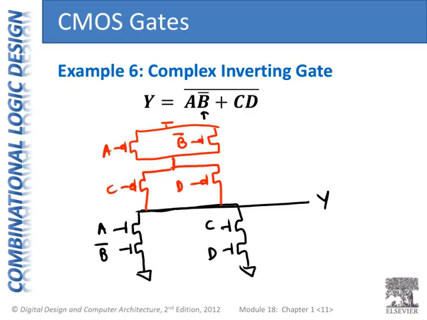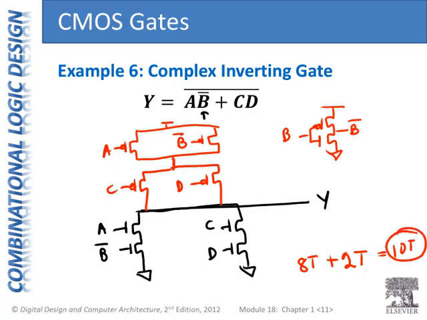So this is not an 8 transistor network or gate. It actually is a 10 transistor gate because we also need to show that we don't get B for free. We have to create B using an inverter. So this is our function took 8 transistors plus 2 transistors to invert B. This is a 10 transistor gate.